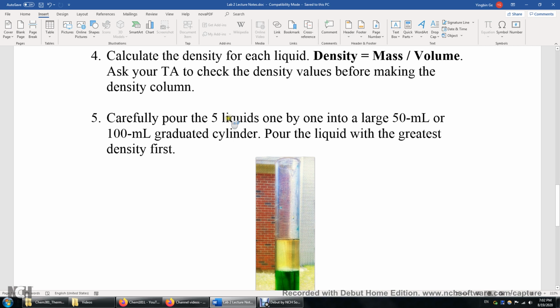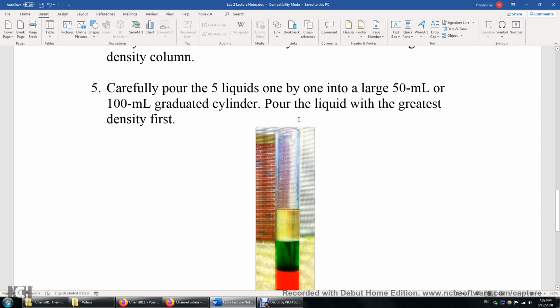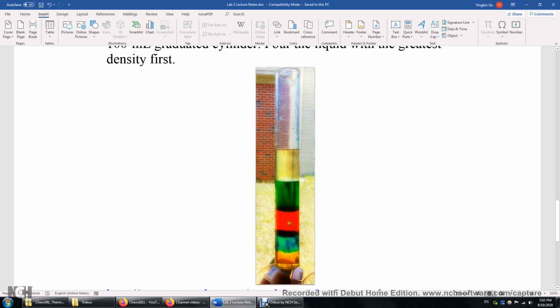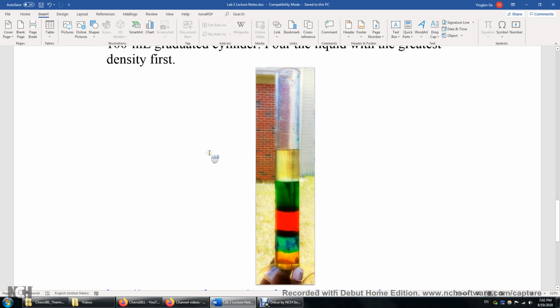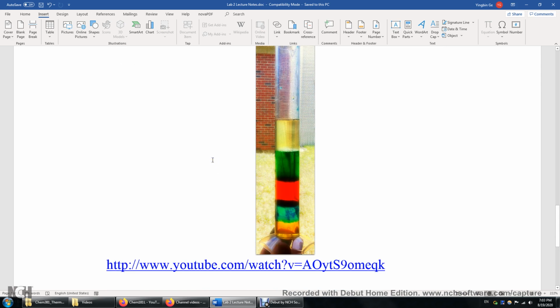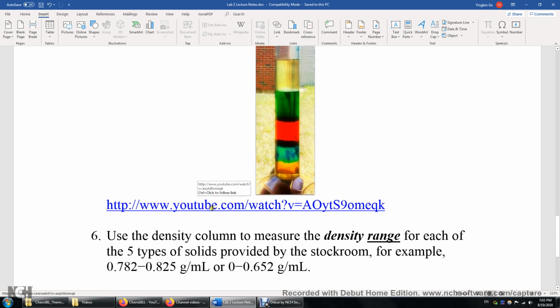So again, pour the 5 liquids one by one into a large graduated cylinder like this. 5 different liquids. They are colored so that you can easily see the interface here, here, here, and here. You may see different colors. That's fine. We just use different dyes to give these 5 liquids different colors. Again, the bottom liquid has the highest density. The top layer has the lowest density. Be sure to watch this YouTube video on how to make a density column.